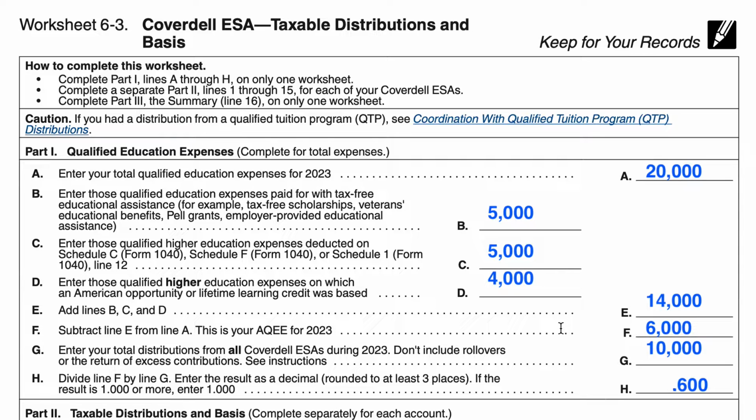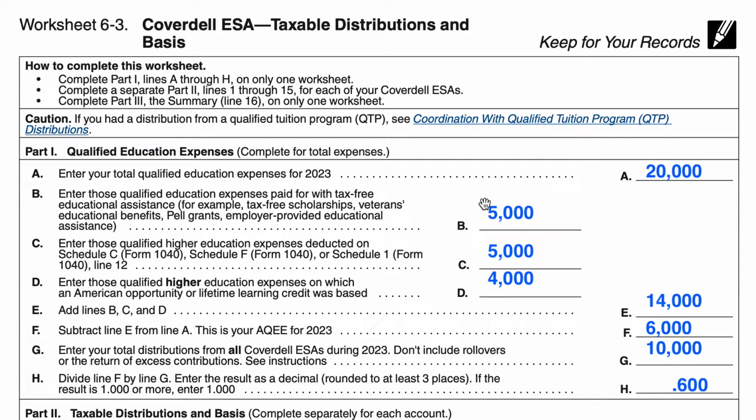So we're going to now account for other tax advantage methods which paid for those qualified education expenses. So in line B, we're going to enter the amount of expenses that were paid for through tax-free education assistance, whether it was a scholarship, whether it was veterans educational benefits like the GI Bill, whether it was a Pell Grant, or if your employer provided educational assistance. For example, the military branches all have some sort of tuition assistance program. Those would all be considered tax-free educational assistance. So for the tax year, let's just say we had $5,000 worth of that.